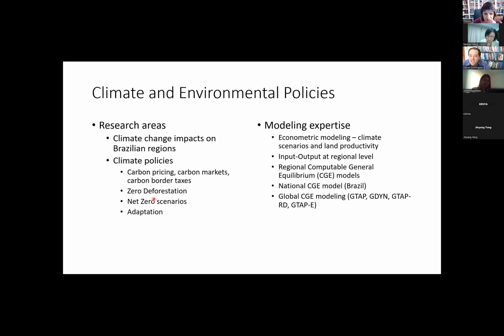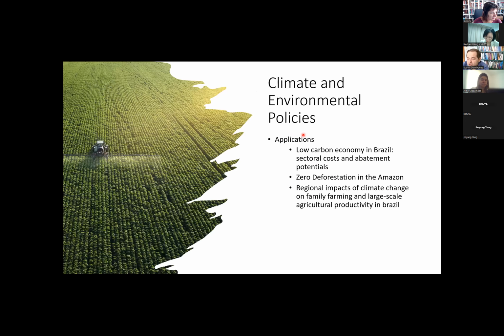Our modeling expertise here at our group is mainly computable general equilibrium models: regional, national, and global models. So these are our main modeling expertise. There have been lots of models and simulations trying to work on these subjects in the last 10 or 15 years here at CEDEPAR. We have done something related with input-output models and some econometric exercises that we have also worked on in our group here. So I'm going to talk about two applications that we have done, two studies.